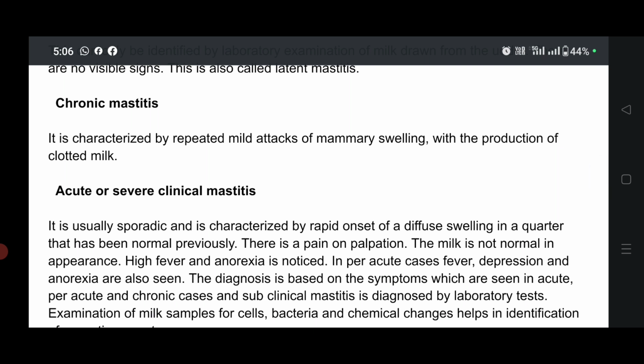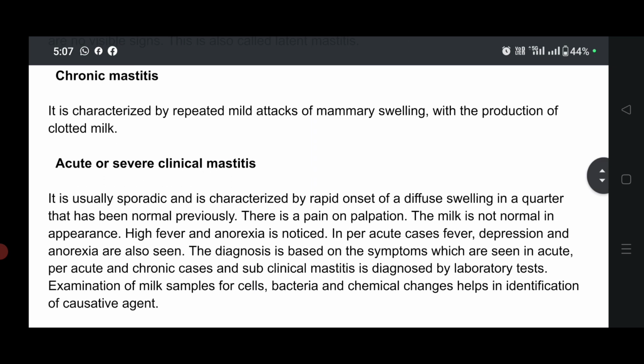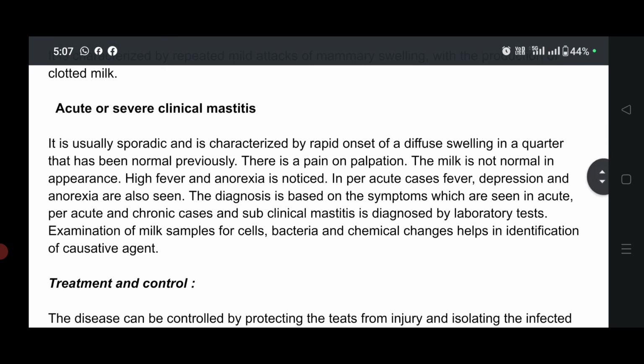The diagnosis is based on the symptoms which are seen in acute, per-acute and chronic cases, and subclinical mastitis is diagnosed by laboratory tests. Examination of milk samples for cells, bacteria and chemical changes helps in identification of the causative agent.